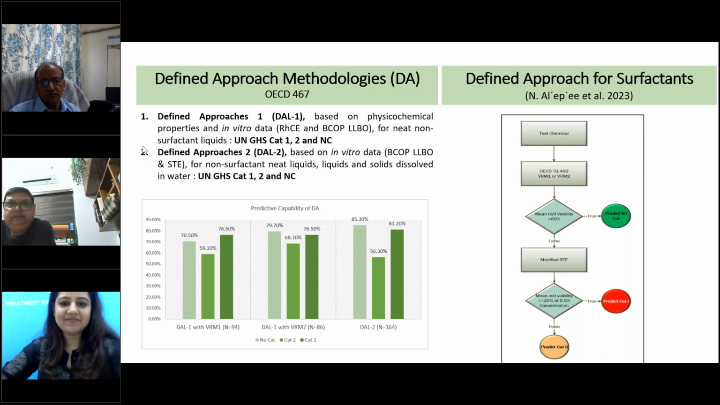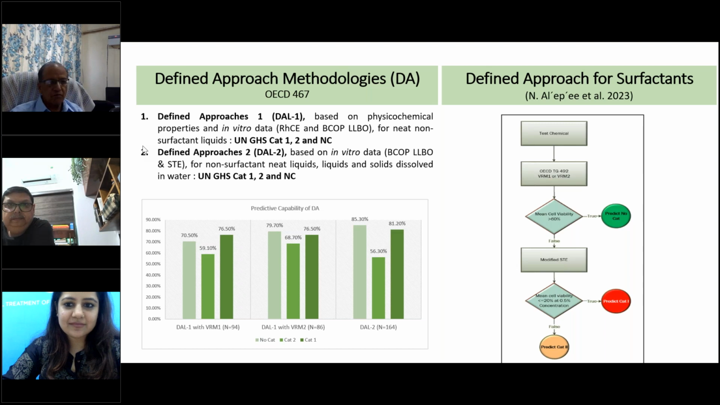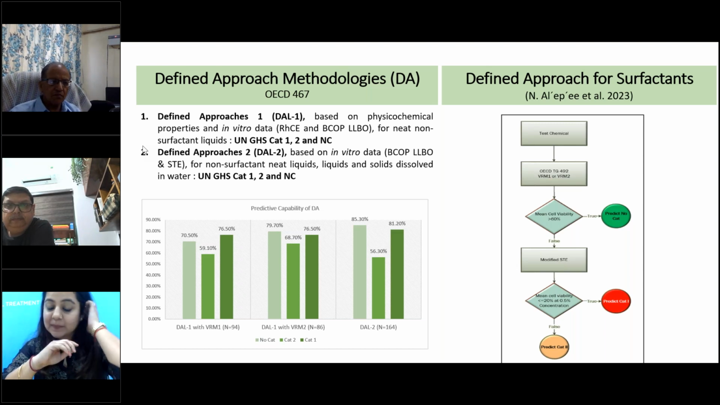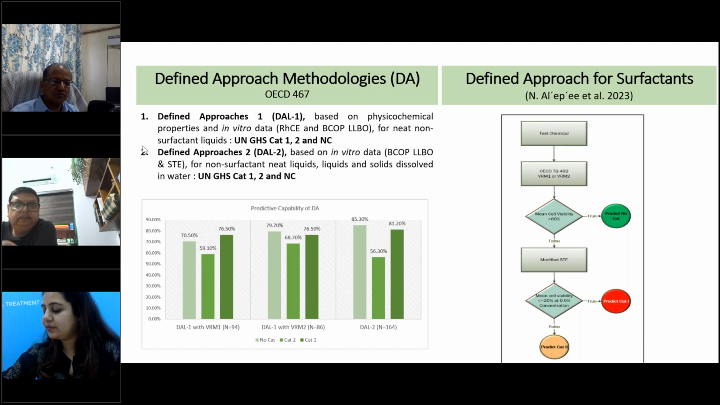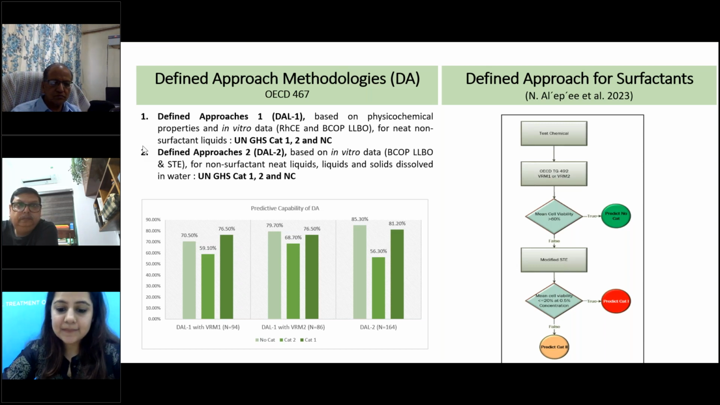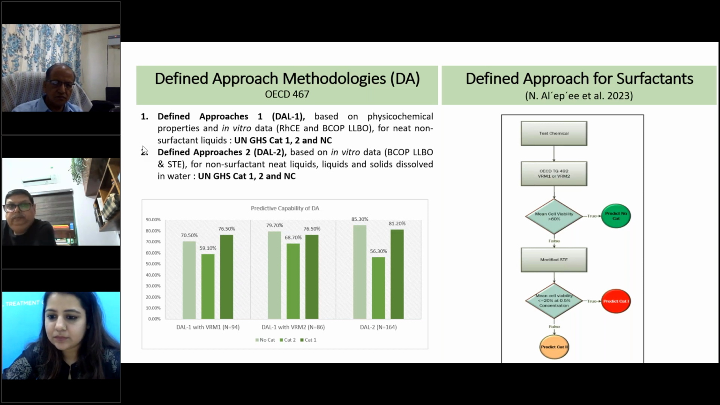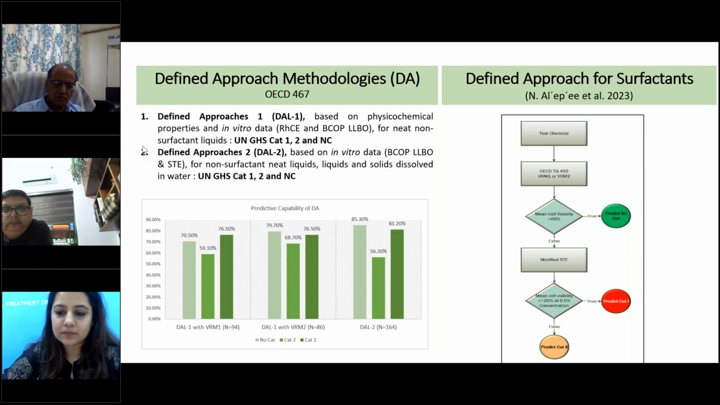And when a no category prediction is not possible with this method, then the modified short-time exposure assay is carried out, wherein if the mean cell viability is less than 20% at 0.5% concentration, then directly go with the prediction of category 1 classification, and if not, go with the prediction of category 2. This is a recent proposal by Alapi et al. in 2023.